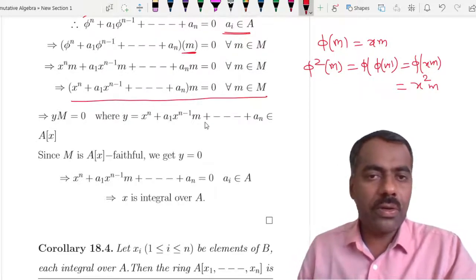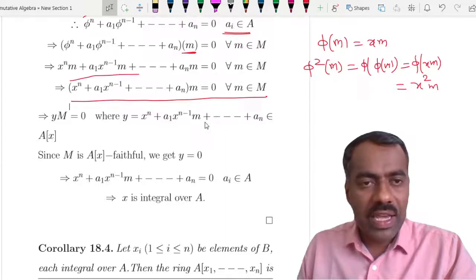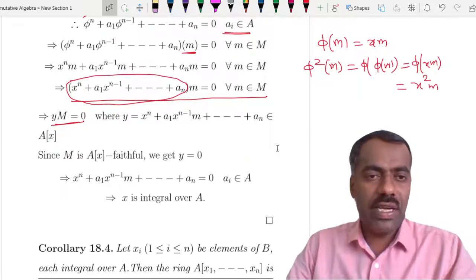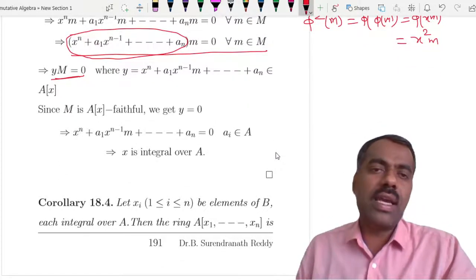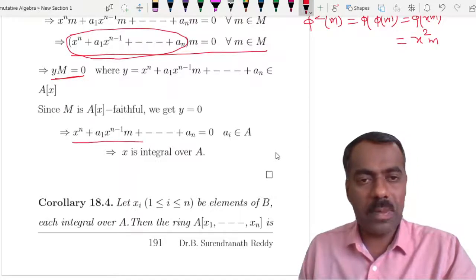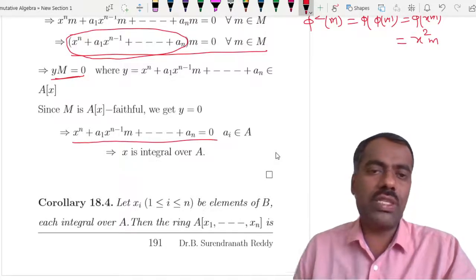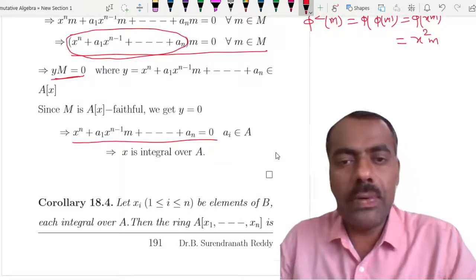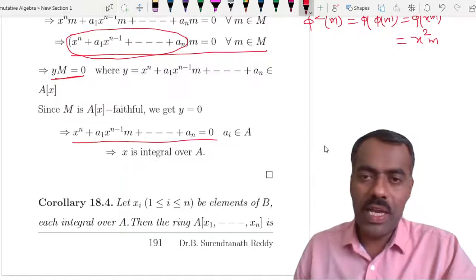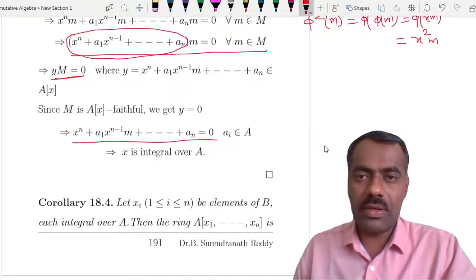So if you take this as our element y, then we are getting y times m is 0, but we are in a faithful module, so that means y should be equal to 0. That shows that x power n plus a1 x power n minus 1 and so on is 0. So therefore x is integral over A, right? Fine. So we have just now proved the characterization of integral elements, right?